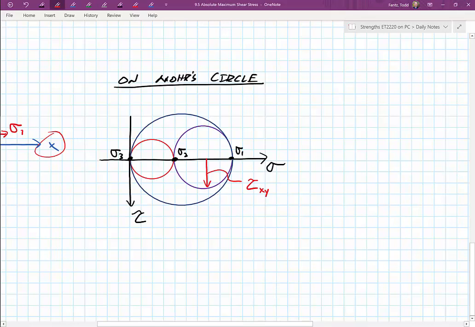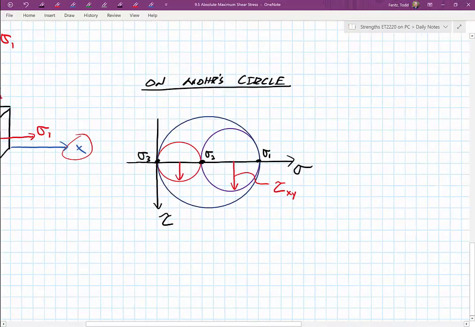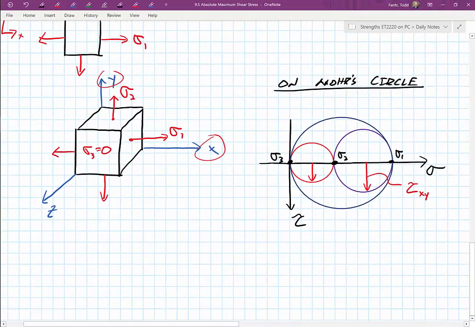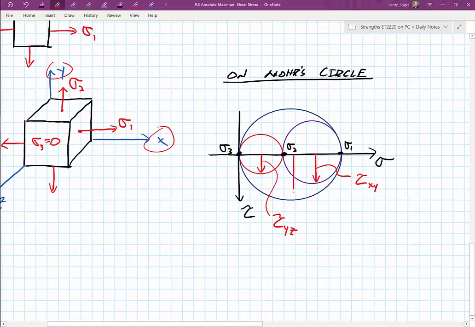Now I have a radius for this smaller red circle over here, and I'd say, well, that's between 2 and 3. Well, I see 2 is the y direction, 3 is my z direction. So this would be tau yz. And then lastly, I also have one more radius, which is this big guy for the purple one between 1 and 3.